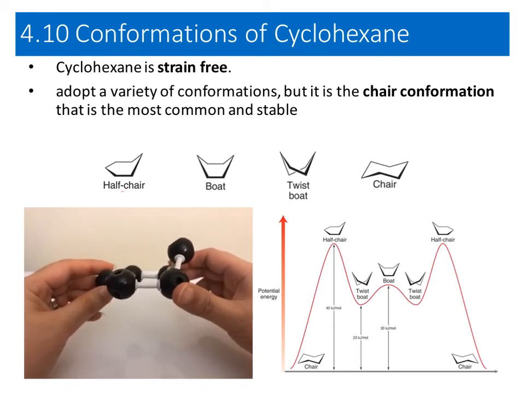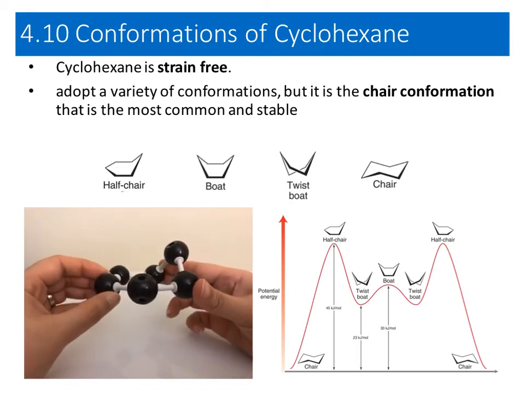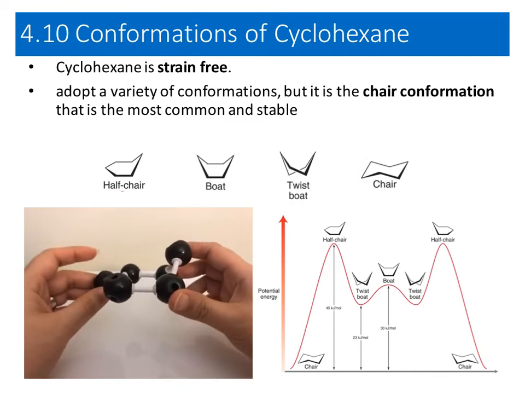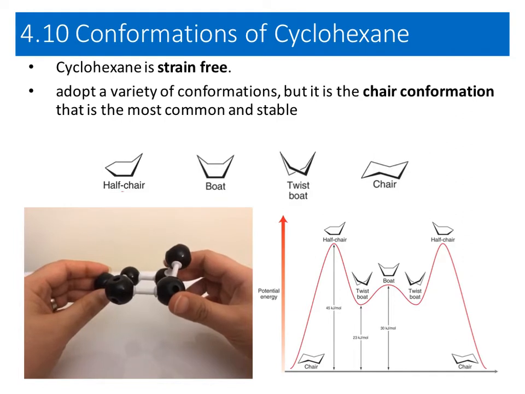So this one is the half chair. This is the structure of half chair. This is the least stable conformation for cyclohexane.